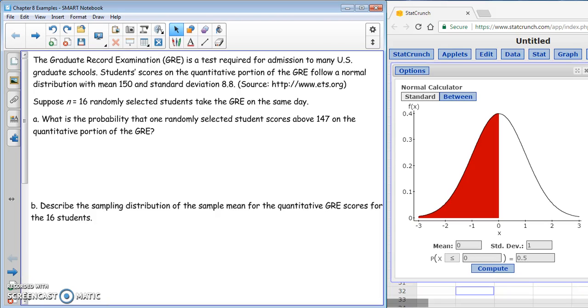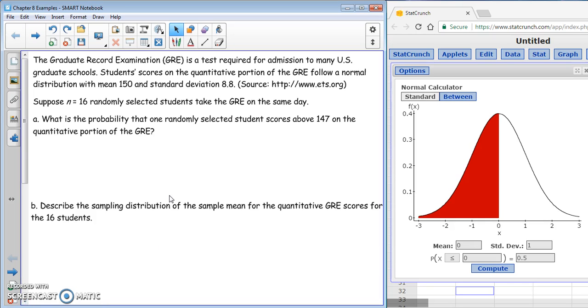GRE is a test required for admission to many U.S. graduate schools. Students' scores on the quantitative portion follow a normal distribution with mean 150 and standard deviation 8.8. So we've seen an example like this before. We're going to look at it a different way now. Suppose that n equals 16 randomly selected students take the GRE on the same day. What is the probability that one randomly selected student scores above 147 on the quantitative portion of the GRE?